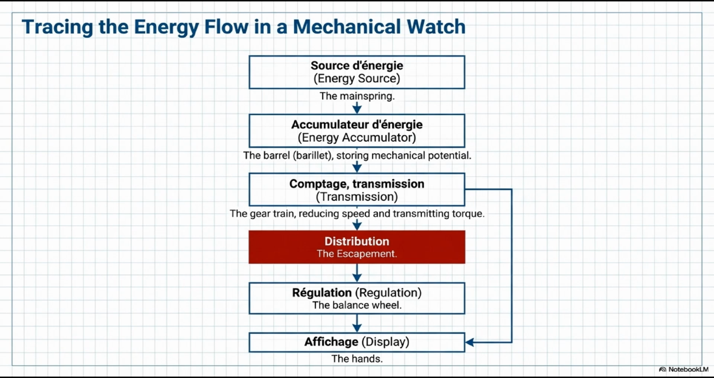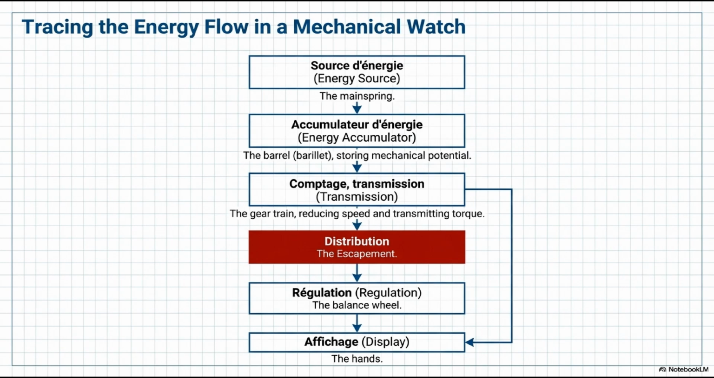This series of wheels and pinions reduces the barrel's slow rotation, typically one full turn every 6 to 8 hours, down to the high-frequency oscillation required at the escapement. The gear train also multiplies the rotational speed while transmitting torque, losing approximately 4 to 6% of power to friction at each mesh. Stage 4: the escapement distribution.